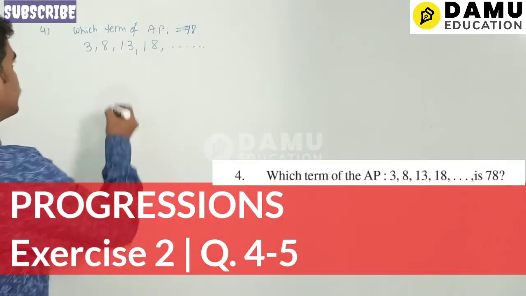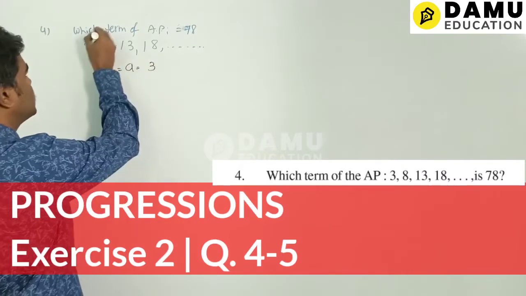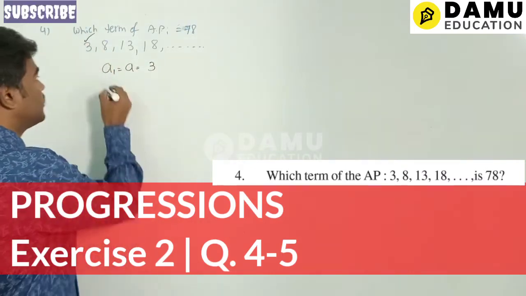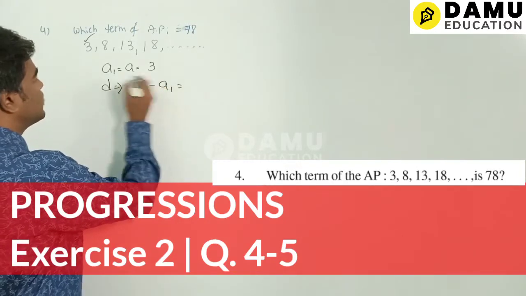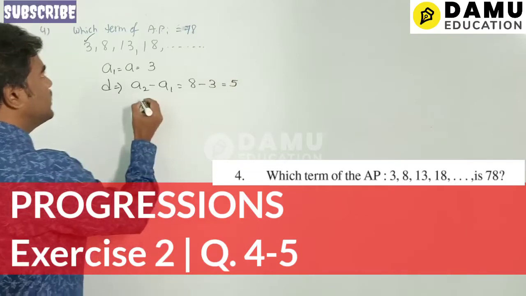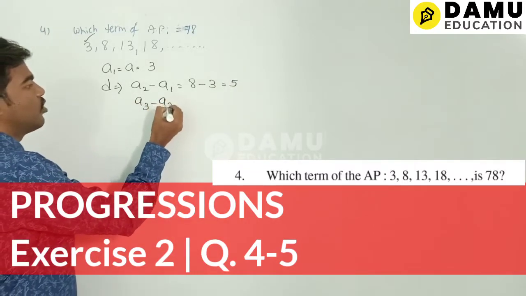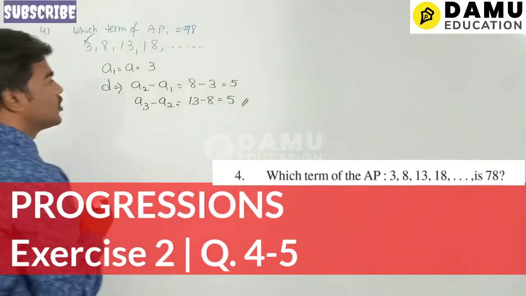So let's take the first term. A1 will be equal to A, which is equal to 3. So this is the first term, 3, we know that. Then what is the difference? That is A2 minus A1. A2 is 8 minus A1, which is 3, that is 5. Then you can find A3 minus A2 also, that is 13 minus 8, which is 5. So this is the common difference.